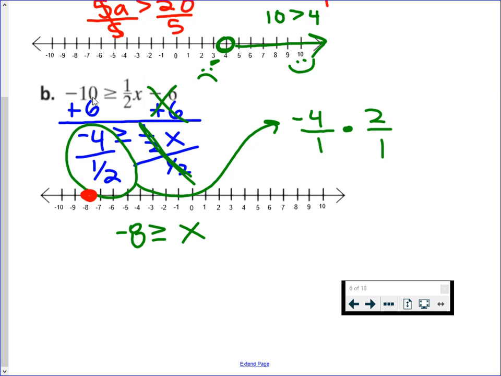Six, he said. So I'm going to try out 6 here and see what happens. -8 is greater than 6. What do we think? No? So we don't want to go to the 6.